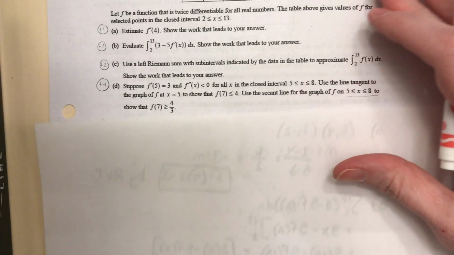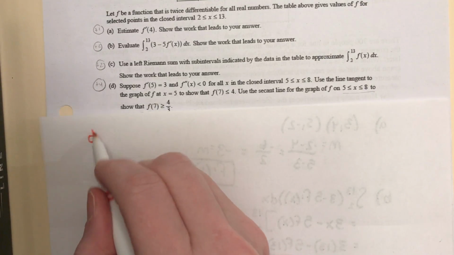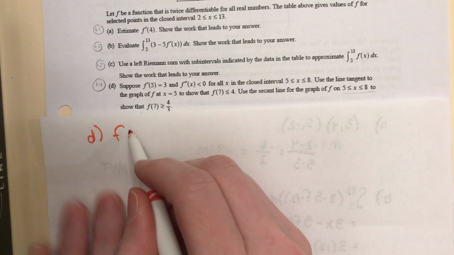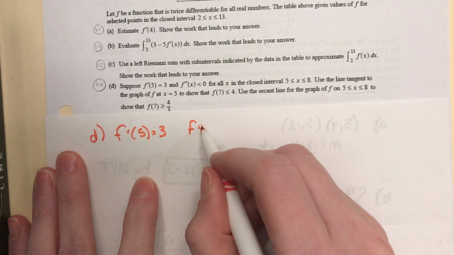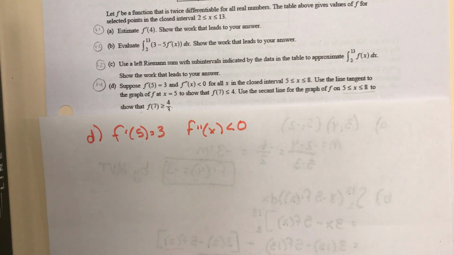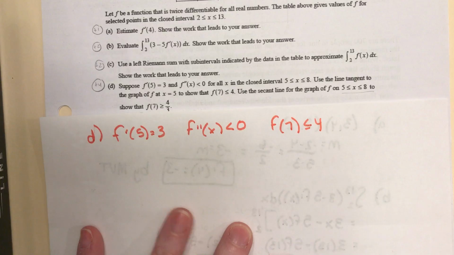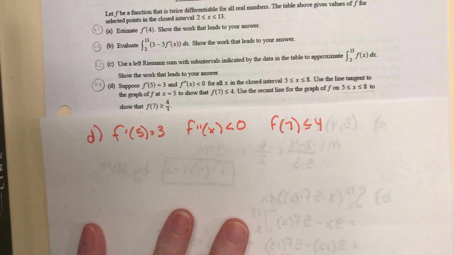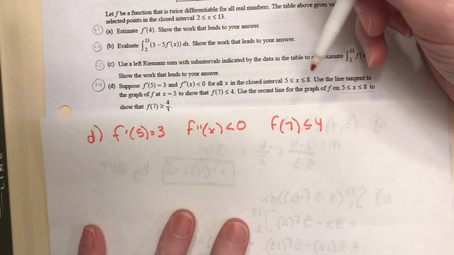Okay, last section, and this one is worth 4 points because there's lots of stuff going on. So part D, suppose f prime of 5 is 3 and f double prime is less than 0 for all x in the closed interval from 5 to 8. Use the line tangent to the graph of f at x equals 5 to show that f of 7 is less than or equal to 4. So that's the first part of the question. I'm going to stop there because the second part's like a part B, technically, of the part D here.